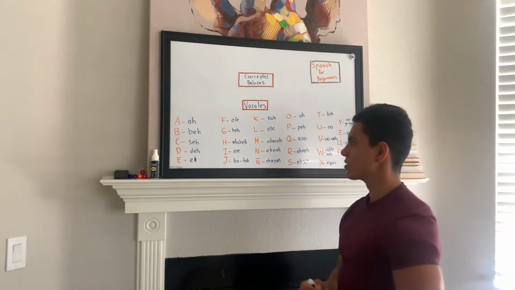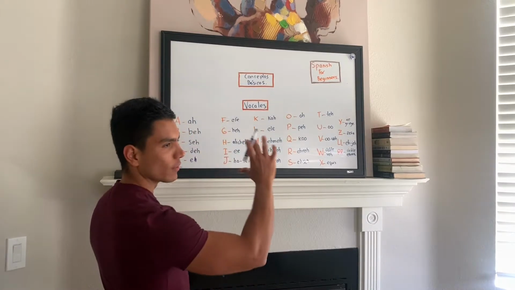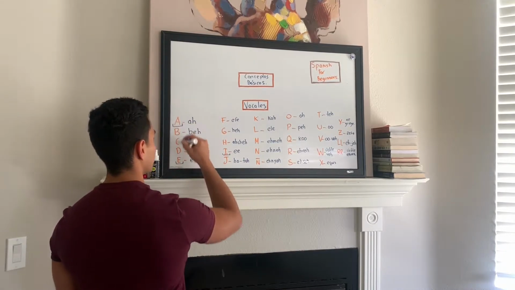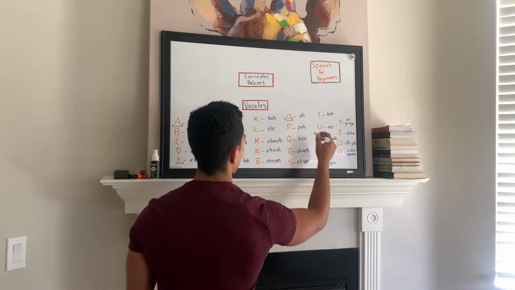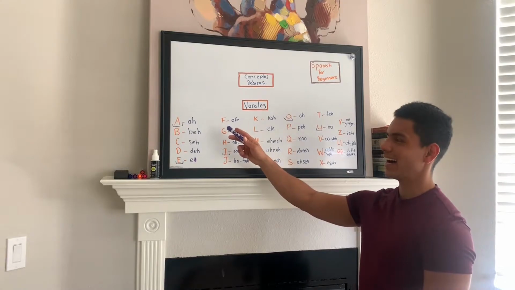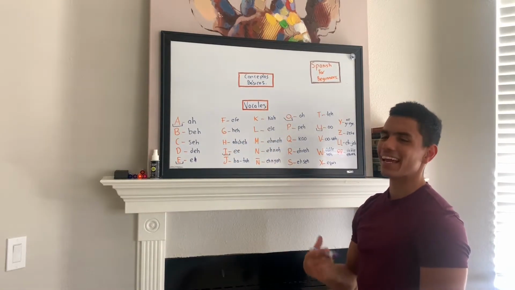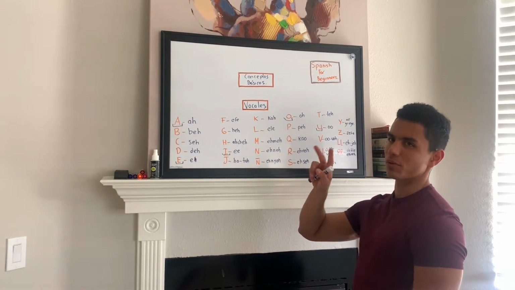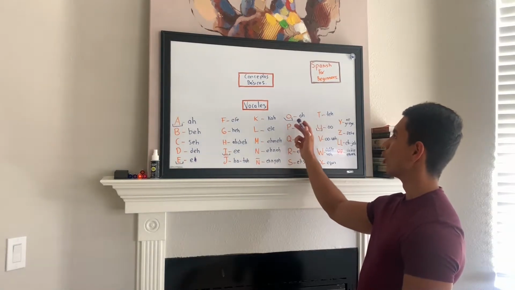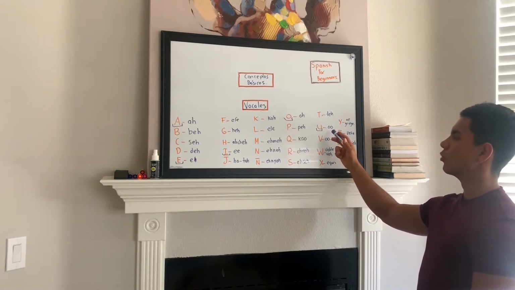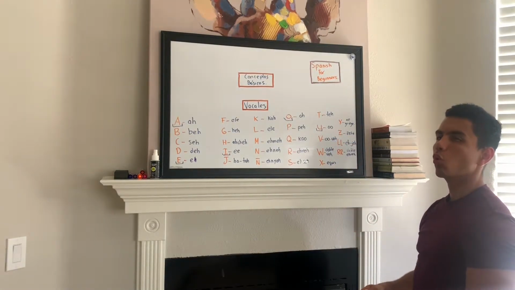So the most important ones that you gotta recap, I mean all of them are important, but these ones, I'm gonna put right here. So just remember, A is A, E is E, I is E, so it's backwards in Spanish, O is O, U is U.